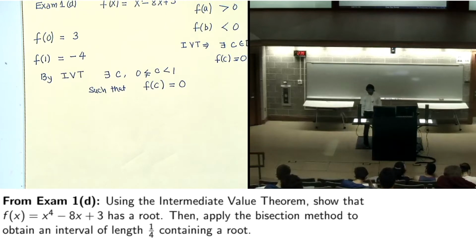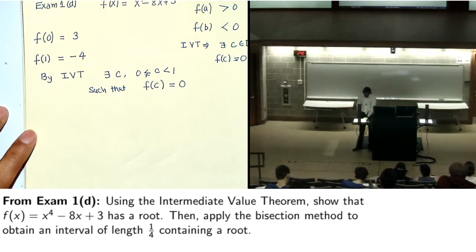Okay, so what next, Brennan? Apply the bisection method to obtain an interval of length 1/4 containing a root. Okay, so they want the length of this interval, which I found is 1. But they want you to shorten the length. They want the length of the interval to be 1/4, so I should find some number which is less than 1. But we're going to apply the bisection.